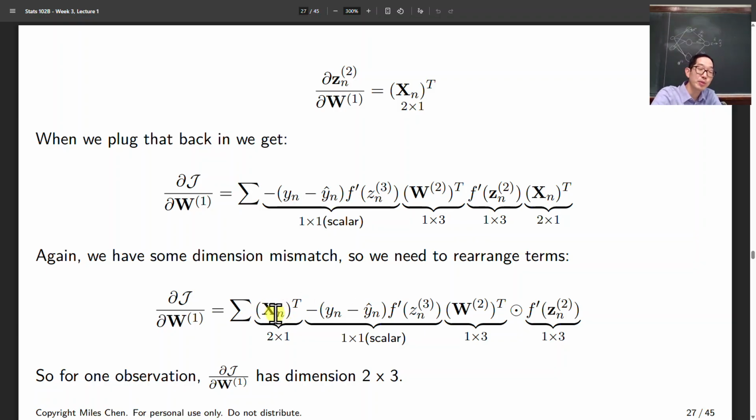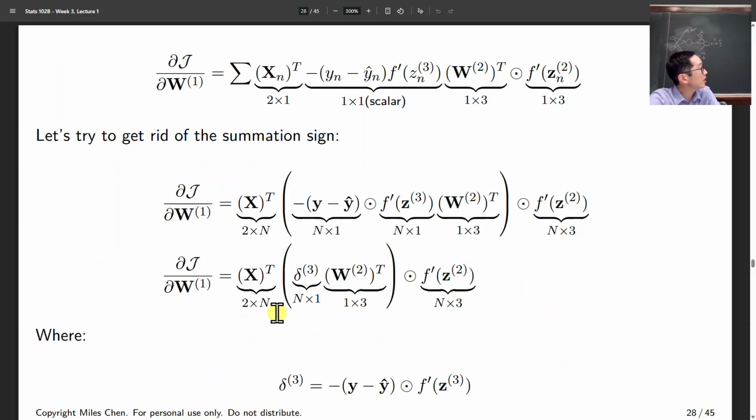So I'm going to replace X sub n, the nth row in X, with the entire X matrix. And if I do that, the entire X matrix is going to be 2 by n, okay? If I replace y minus y hat, I'll get the entire vector of residuals. Over here, I will have the entire vector of output values before I activate them. Here I've got my second weight matrix, which is 1 by 3, okay?